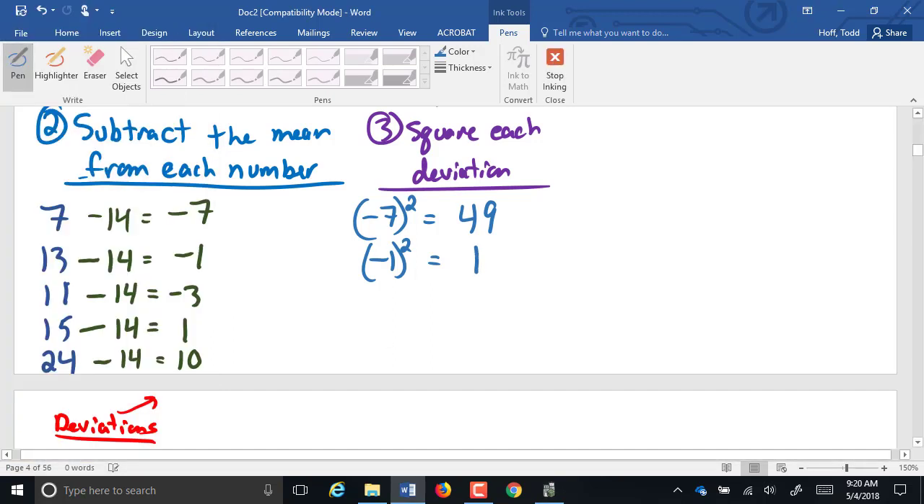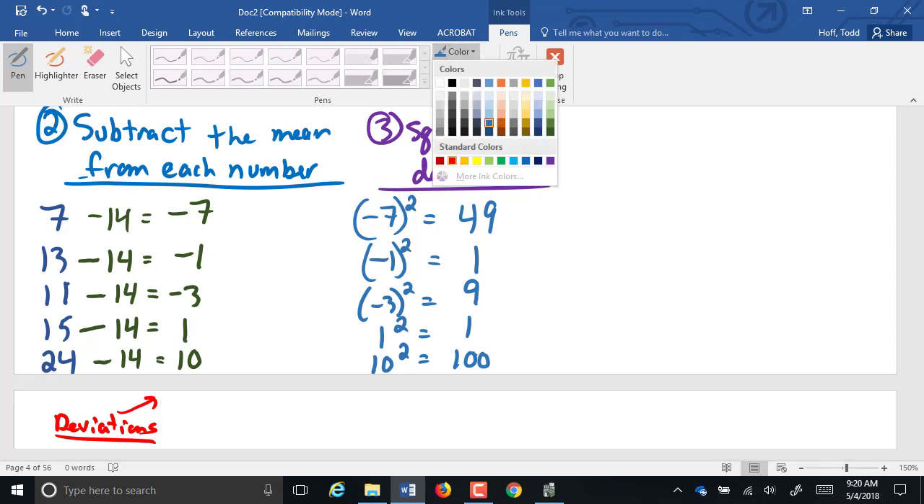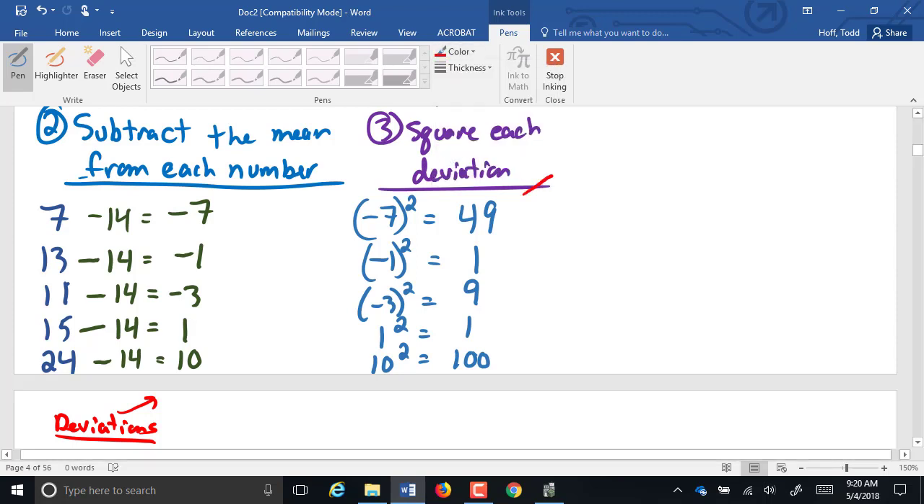So now negative 1 squared is just positive 1. Negative 3 squared is 9. 1 squared is 1. And 10 squared is 100. This list is often referred to as the squared deviations. Makes sense, right?